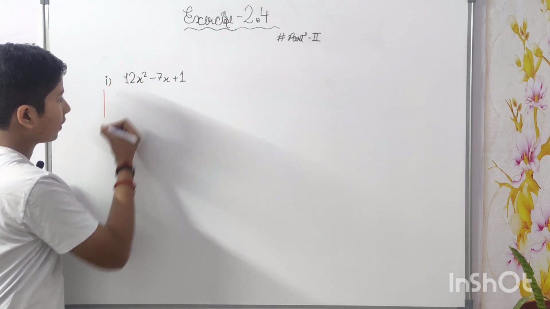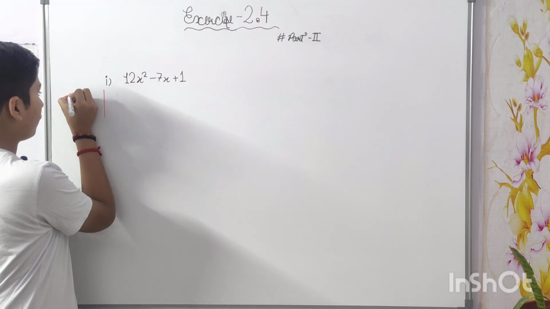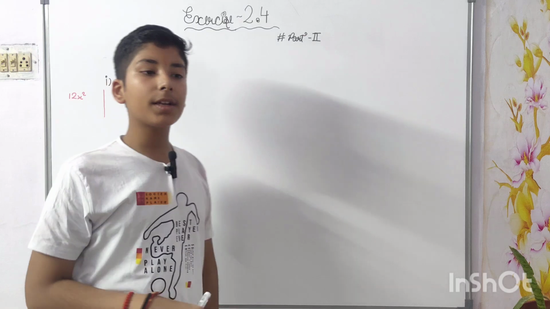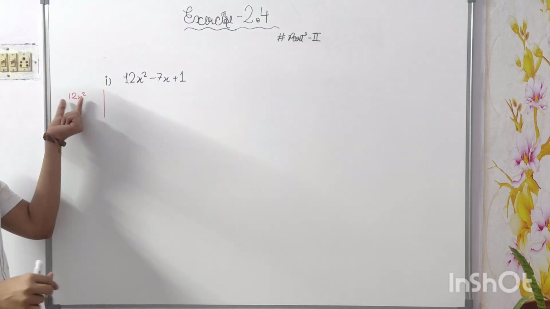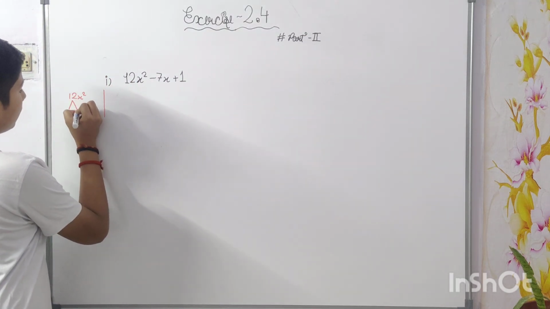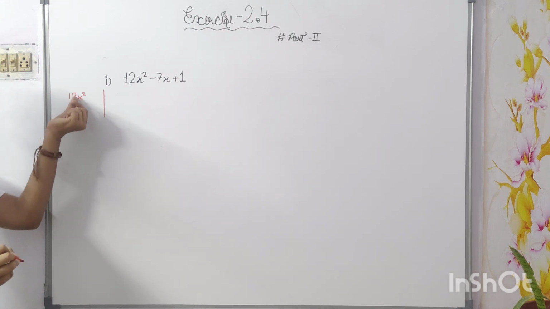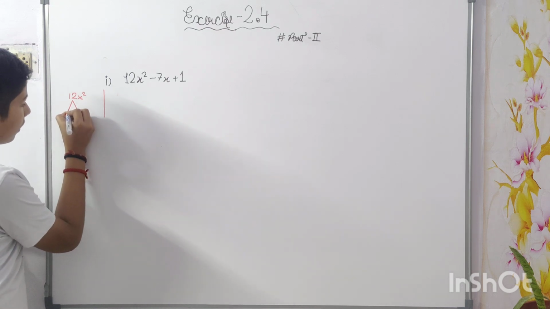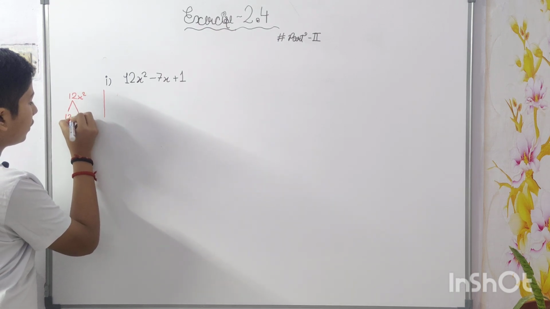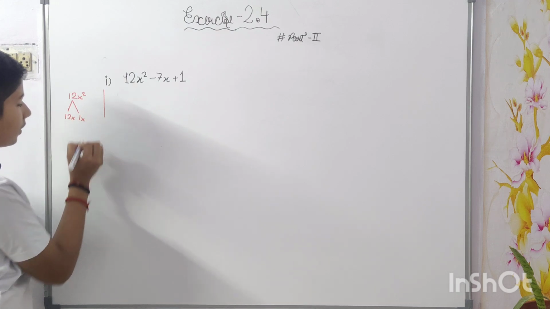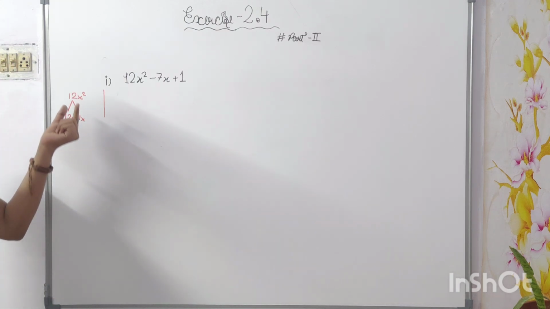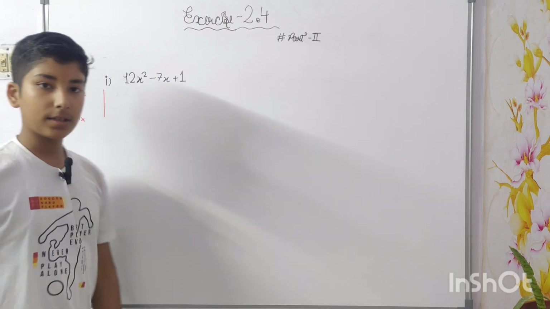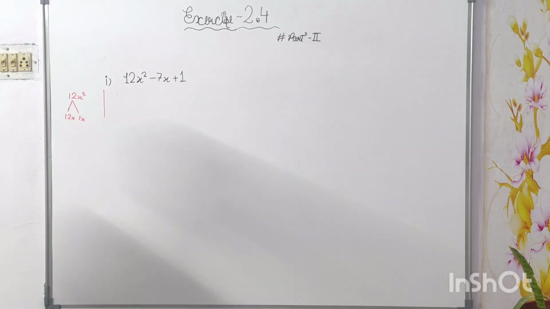Okay, so let's see. 12 into 1 is 12x square. What we have to see? We have to try it in a way so that if we take the factors of it, when we multiply them this comes, and when we add both of them, this should come. Means let's take 12x and 1x. 12x and 1x multiplied, we will get 12x square. But if we add them, it is 13x, which is not equal to 7. So this is not correct.